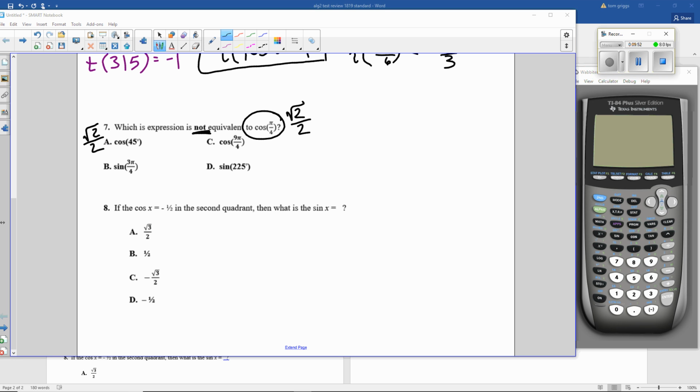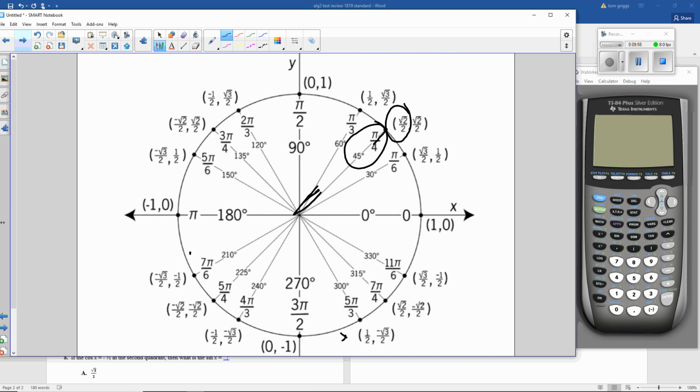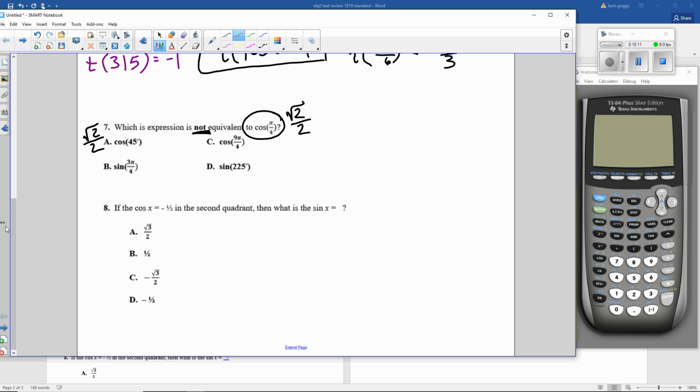The sine of 3 pi over 4. So find 3 pi over 4 on your unit circle. It is right here. But this time we're talking about sine, so that's the y coordinate. And the y coordinate of 3 pi over 4 is radical 2 over 2. So it's not A, it's not B.